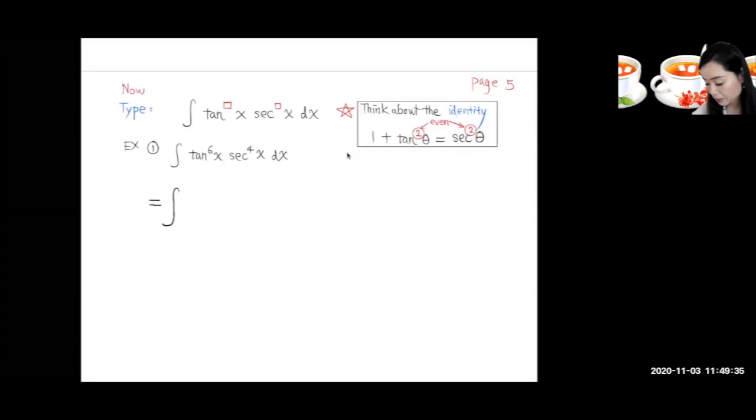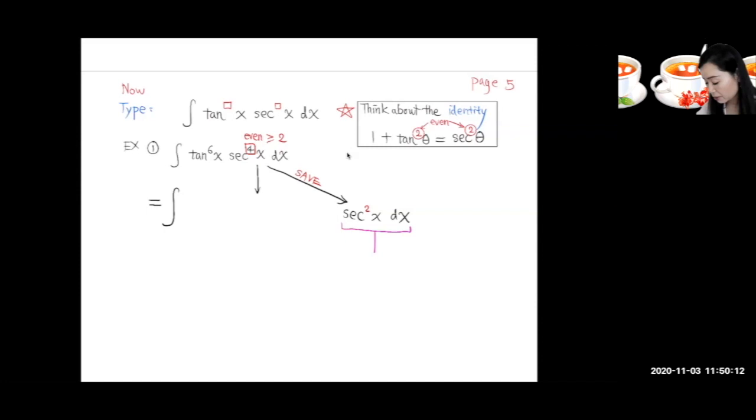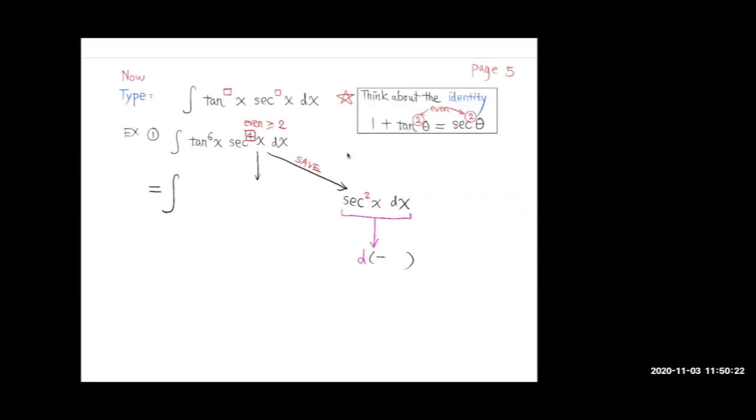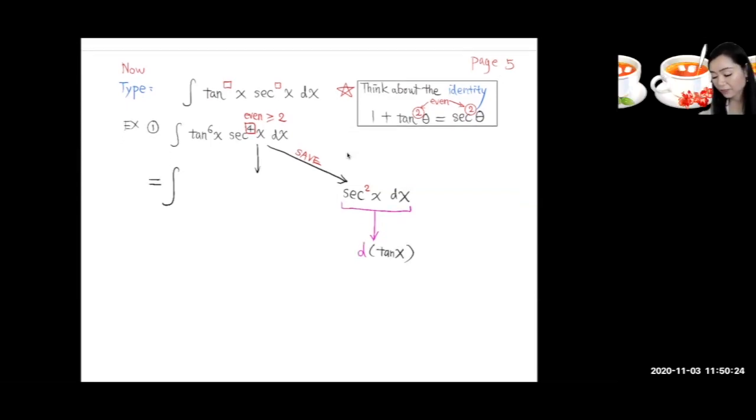You see the exponent for secant here is even, and it's greater than or equal to 2. And what you want to do over here is save a secant squared x together with the dx. Why do I want to do this? Because think about which function, when you differentiate, gives you secant squared. Tangent x. Okay, so this is the d of tangent x.